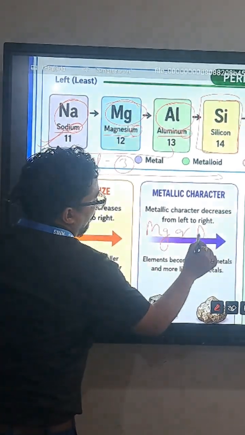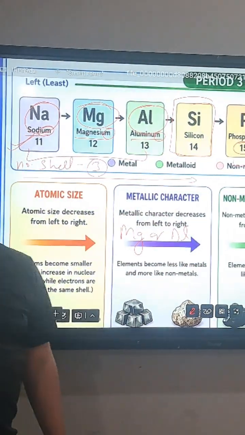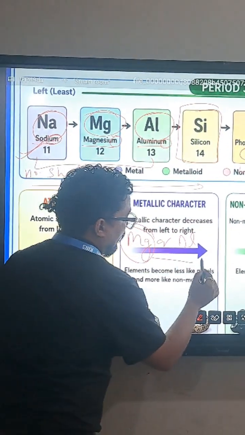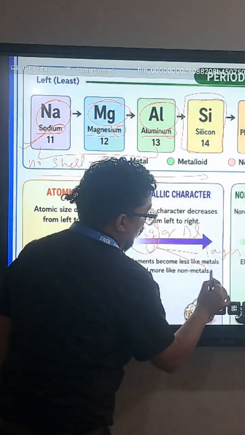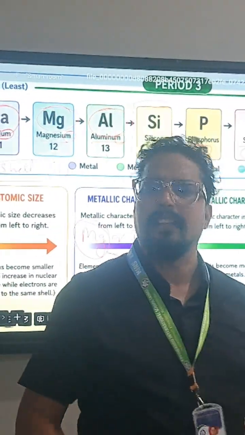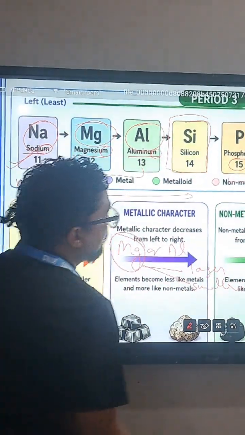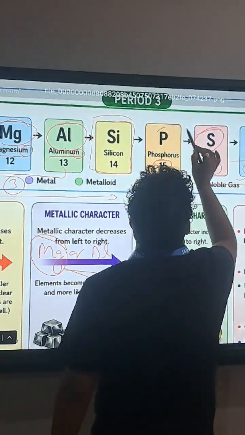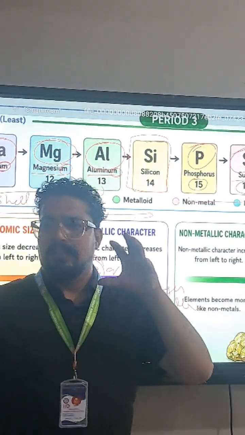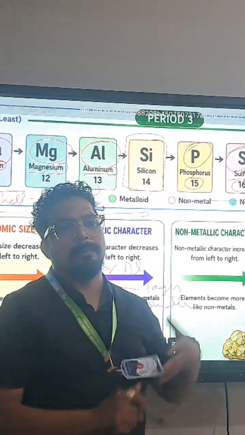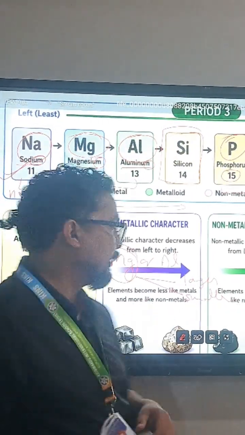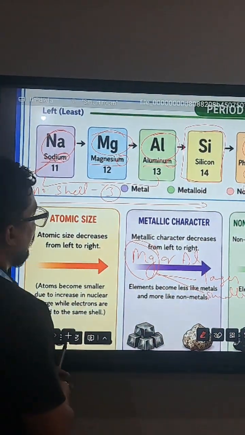Now, in the examination, if the question is asked, which one is more reactive, magnesium or aluminium? What will be your answer? Magnesium will be more reactive. Why? Larger atomic size, a smaller force of attraction, hence it can lose the electron easily. Now, the same scenario: which one will be more reactive, phosphorus or sulfur? Sulfur. Why? A smaller atomic size, larger force of attraction for the electron, it can easily gain the electron. Simple, it will be more reactive. So this is in case of non-metal.